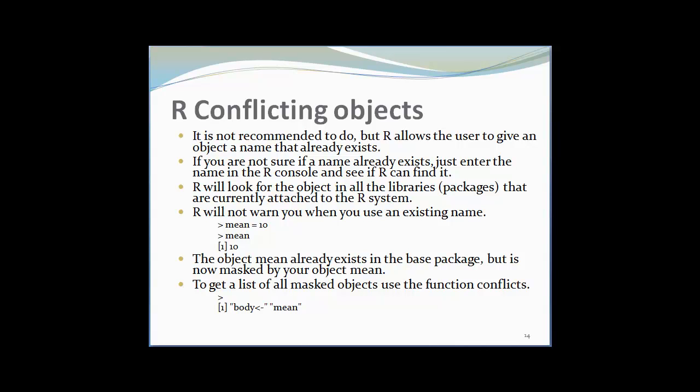If you are not sure if a name already exists, just enter the name in the R console and see if R can find it. R will look for the object in all the libraries or the packages that are currently attached to the R system. R will not warn you when you use an existing name. Now the object mean already exists in the base package, but is now masked by your object mean. See here.